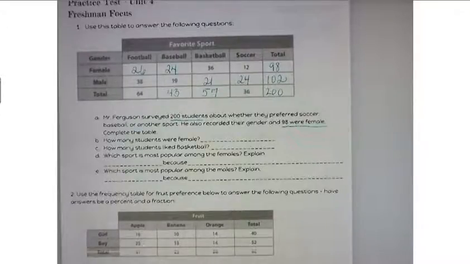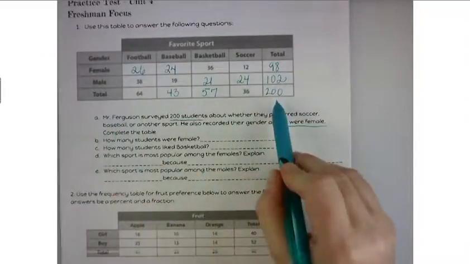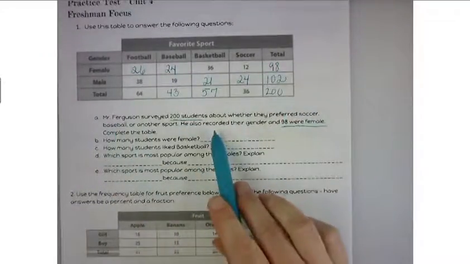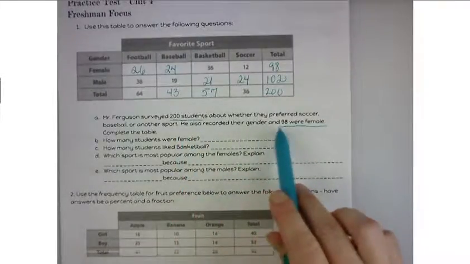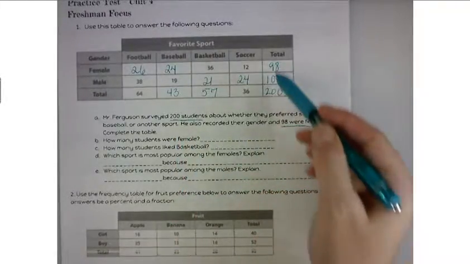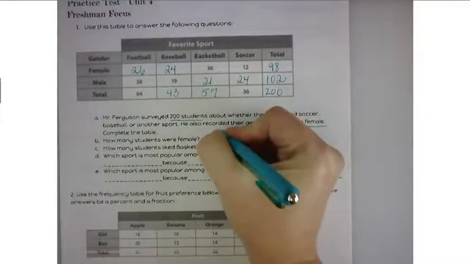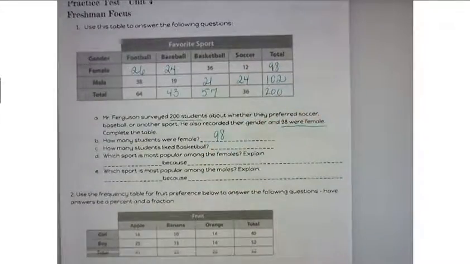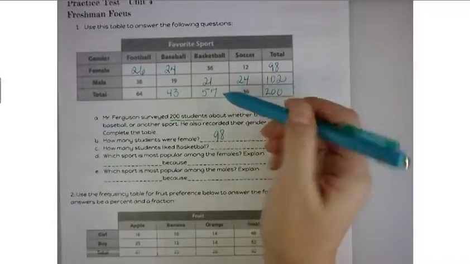Your biggest tough thing is to know that your total always goes down in this total. It says also here, what information does it give you in the problem? Their gender, and 98 were female, 98 was up there. We were able to get these totals right away, which helped us fill in the rest of our chart. So how many were female? It tells us right there, 98. How many students like basketball? They didn't say male or female, so it's going to be 57.